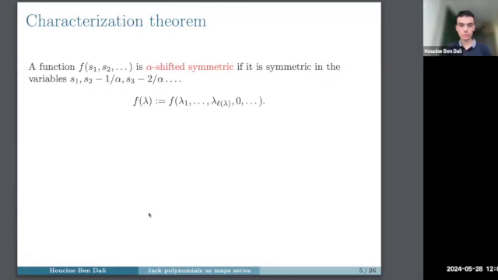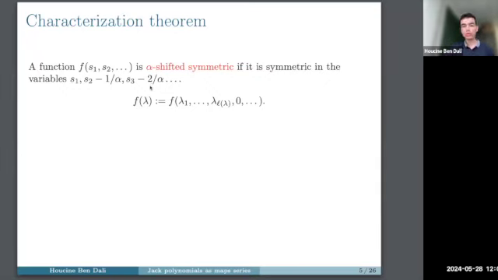So the first thing is that we study shifted symmetric functions, or more precisely, alpha-shifted symmetric functions. So we say that a function is alpha-shifted symmetric if it is symmetric not in the variables s_i, but in s_i minus i over alpha, or i minus 1 over alpha. So the right way to define this is by defining polynomials in k variables s_i, and then taking some projective limit of these polynomials.